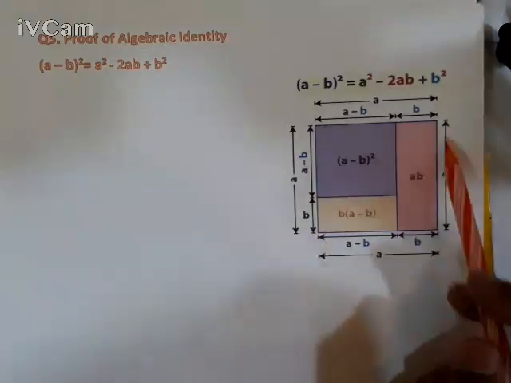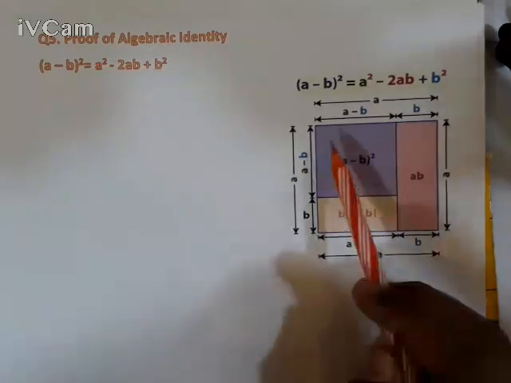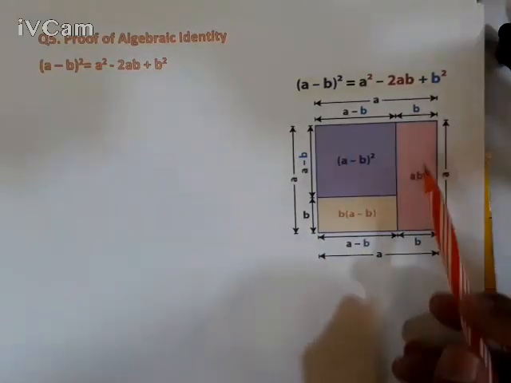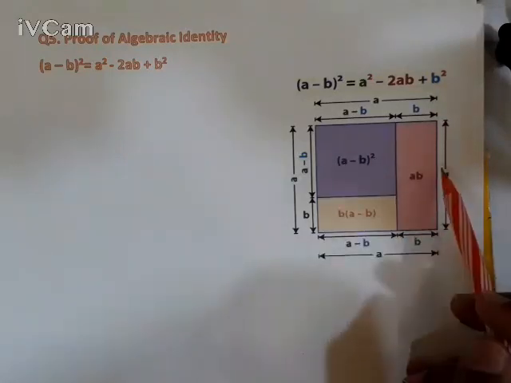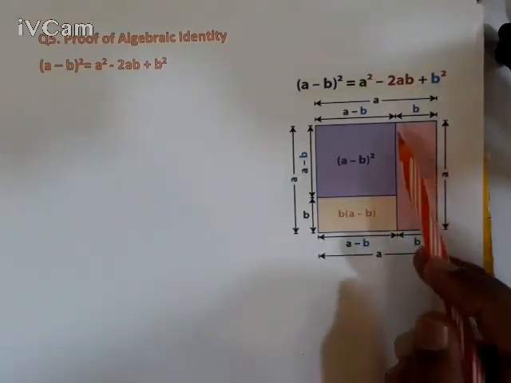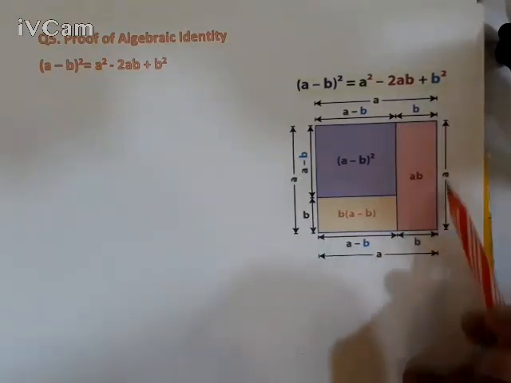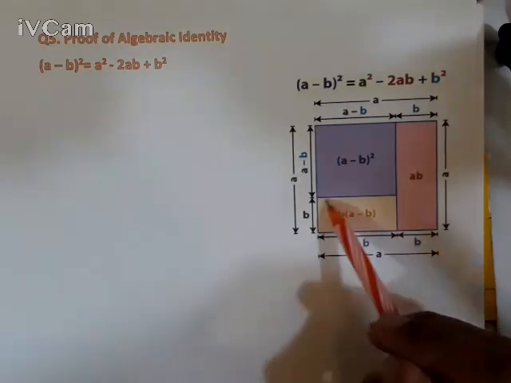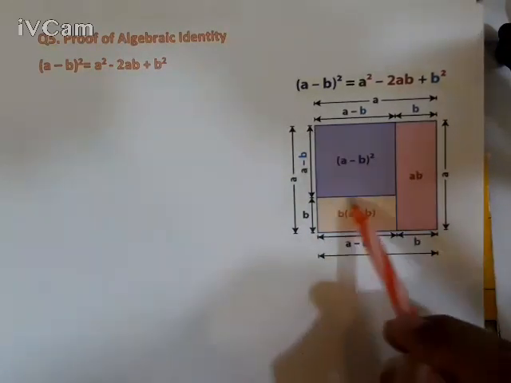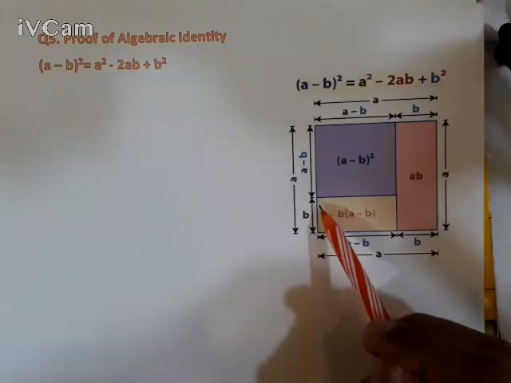A square. This is our square. Now in this square we have to divide this complete square into three portions. First one is this rectangle, second one is a square, and the third one is again a rectangle.